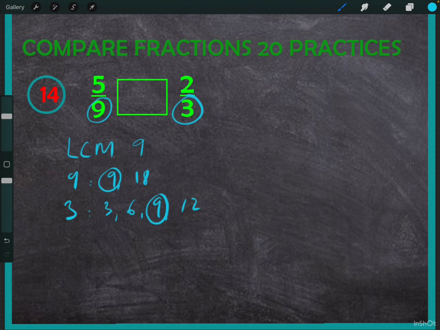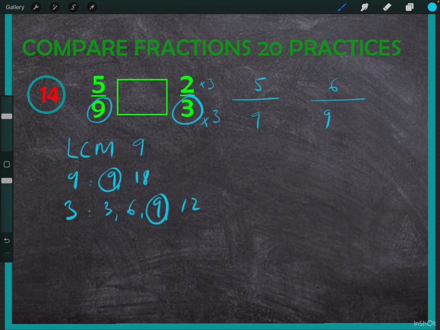From here, we will convert the two original fractions into two new fractions with the denominator 9. For the first fraction, we just write it again, 5 over 9, because it has 9 in the denominator already. For the second fraction, we must multiply 3 by 3 to get 9, and we also must multiply 3 by 2 to keep the equivalent fraction. So 3 times 2 is 6. 6 over 9 is equivalent to 2 over 3.